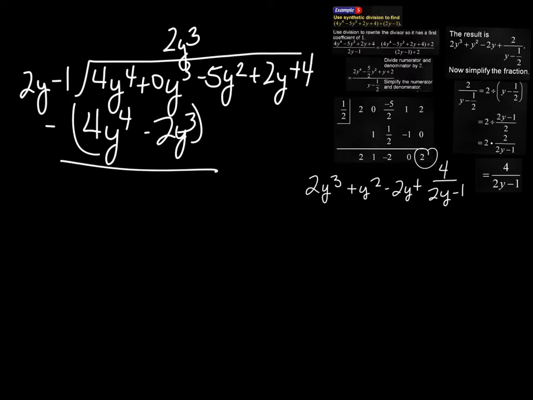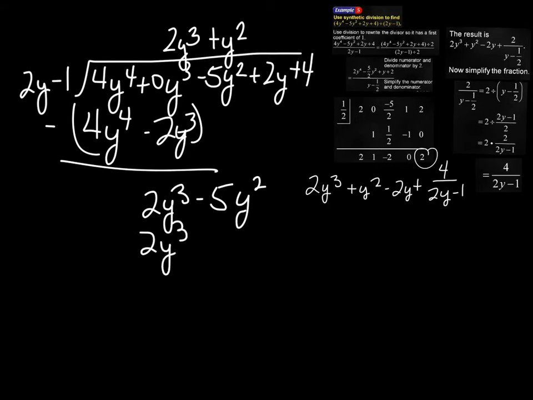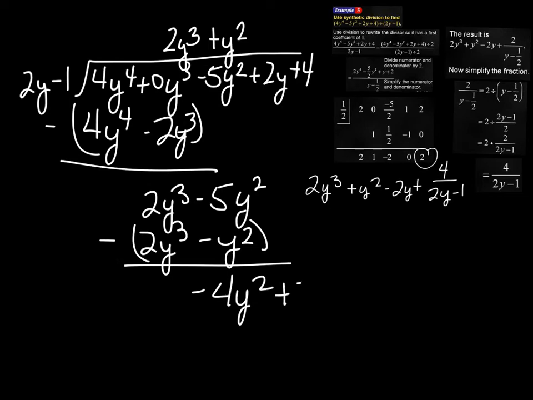And subtract. Minus negatives a plus. Bring down my next term. What do I need to take 2y times to get 2y cubed? Why, that would be y squared. So now I've got 2y cubed minus y squared. And I subtract, minus negatives a plus. I've got negative 4y squared. Bring down my next term.